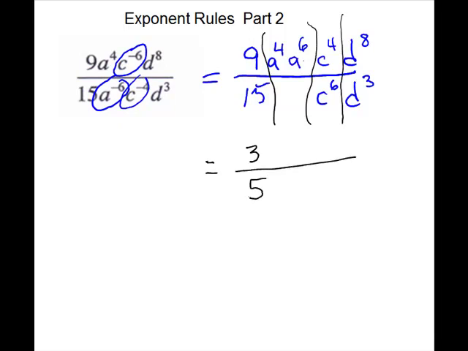Your a's are side by side. Your rule is keep the base and add. So it will give us a to the 10th. For the c's, we can think of the picture. We'll subtract biggest minus smallest. So 6 minus 4 will leave us 2 c's on the bottom. And the d's we can subtract. We have more d's on top. So we will have d to the 5th.